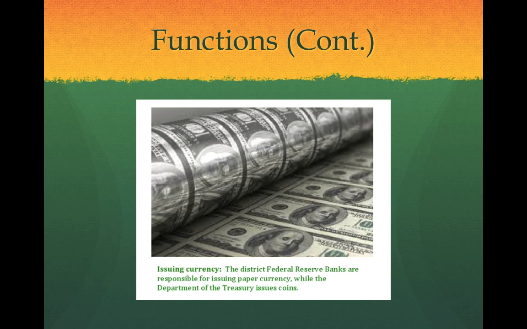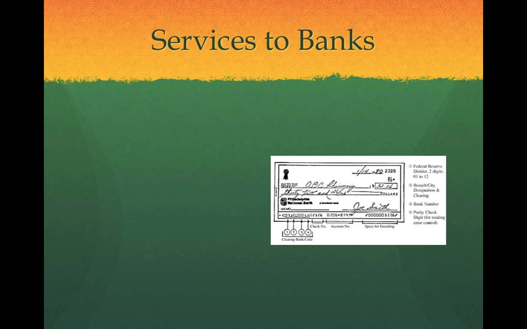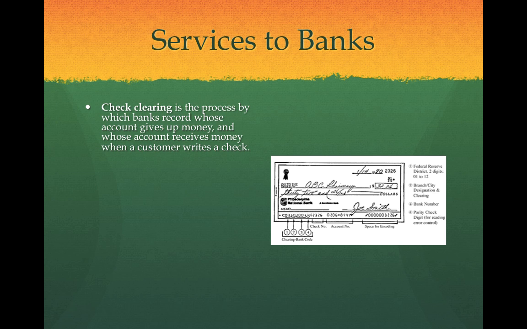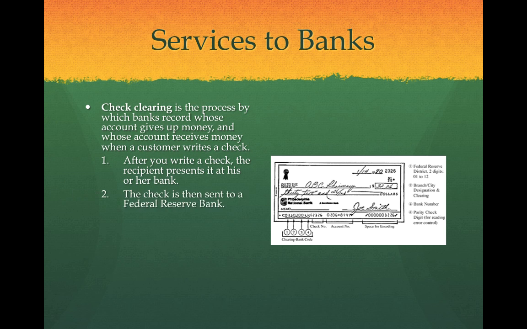All right, issues currency. It's responsible for issuing paper currency, but keep in mind that the Department of the Treasury issues coins. Okay, but the Federal Reserve issues the banknotes. And check clearing is processed through the Federal Reserve. And this is where banks record which account gives up money and which account receives it when you write a check. After you write the check, the recipient presents it at his or her bank.